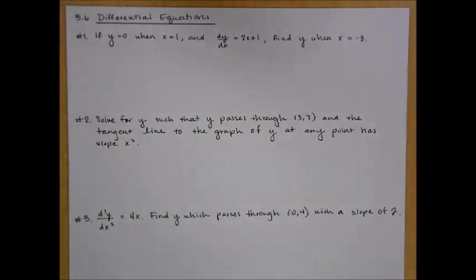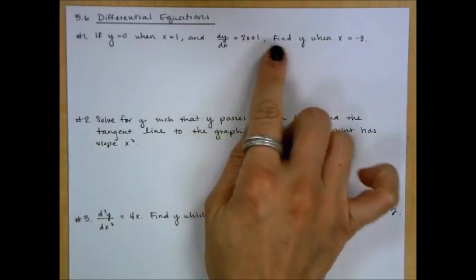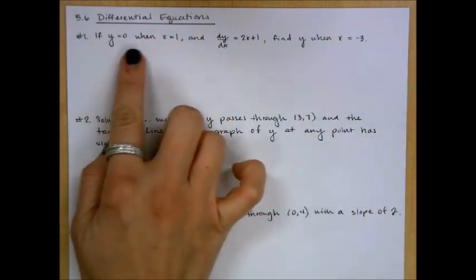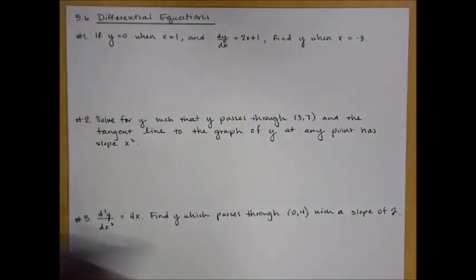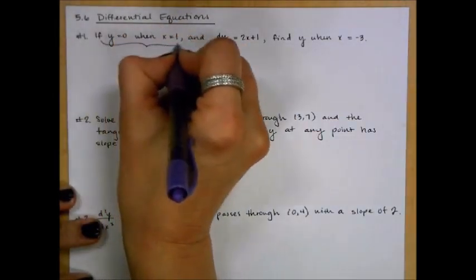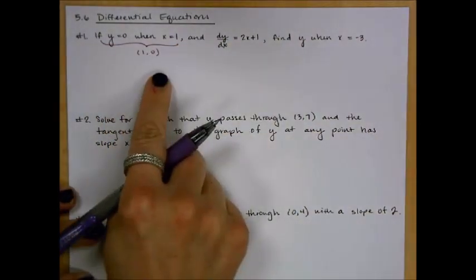The first problem says if y equals 0 when x is 1 and dy dx equals 2x plus 1, find y when x equals negative 3. So we're going to start with our differential equation, dy dx equals 2x plus 1, and find y. The initial condition they gave us, y equals 0 when x is 1, is going to tell us the constant of integration. So I'm going to start here. This is 1, 0, and I'll use that coordinate pair to find c.